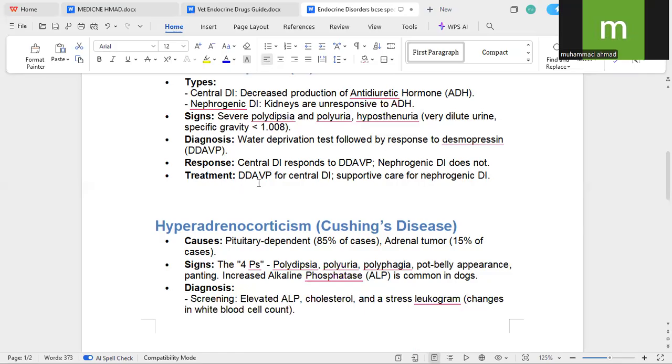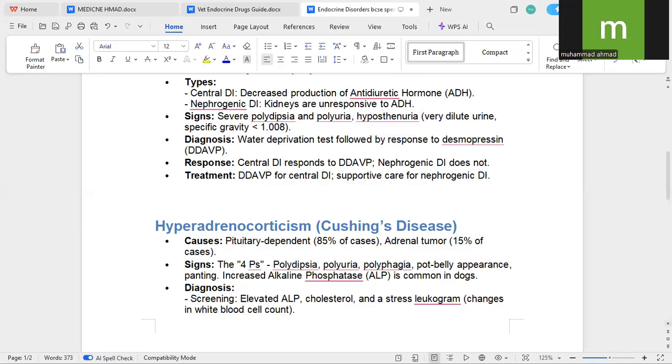So treatment for the central DI is an analog of the antidiuretic hormone, and supportive care for the nephrogenic. The prognosis of nephrogenic DI is poor, but for central DI, we can give antidiuretic hormone or the analogs. This is diabetes insipidus.